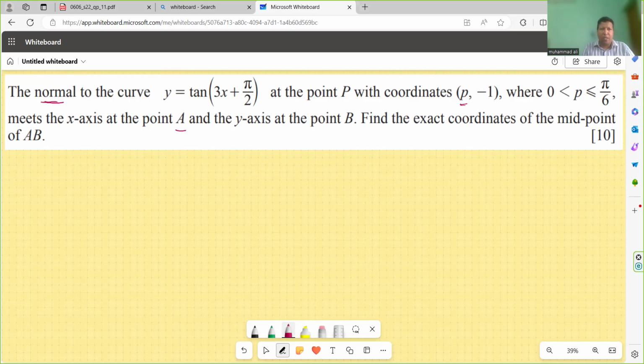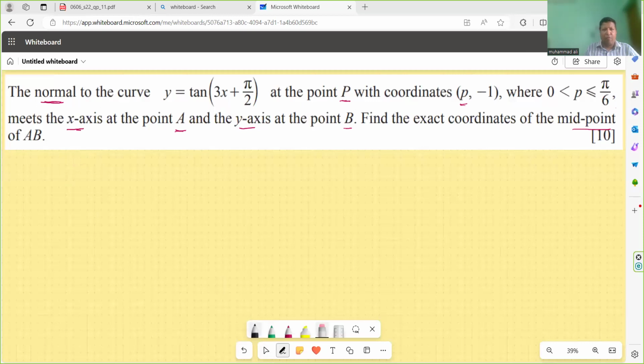Here the key point is the normal. We have to write the normal equation at the point P, and the point P lies between 0 and pi by 6. This line meets the x-axis at the point A and the y-axis at the point B. We have to find the exact coordinates of the midpoint of AB.